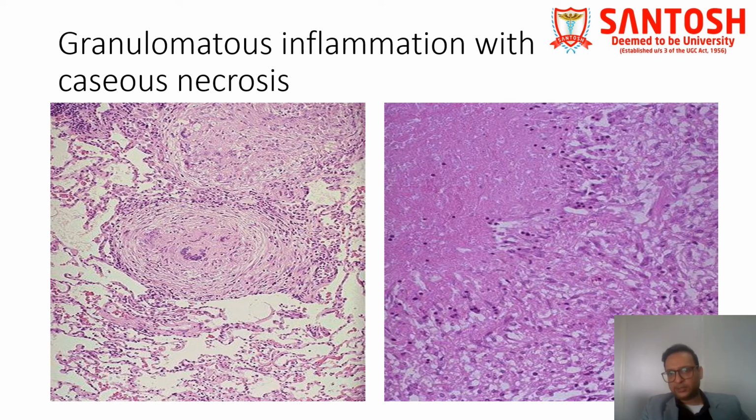In the right side picture, we can clearly see this is necrosis. Pink homogeneous material, caseous necrosis, which is surrounded with many epithelioid cells with these slipper shaped nuclei. So again, this is granulomatous inflammation with caseous necrosis.